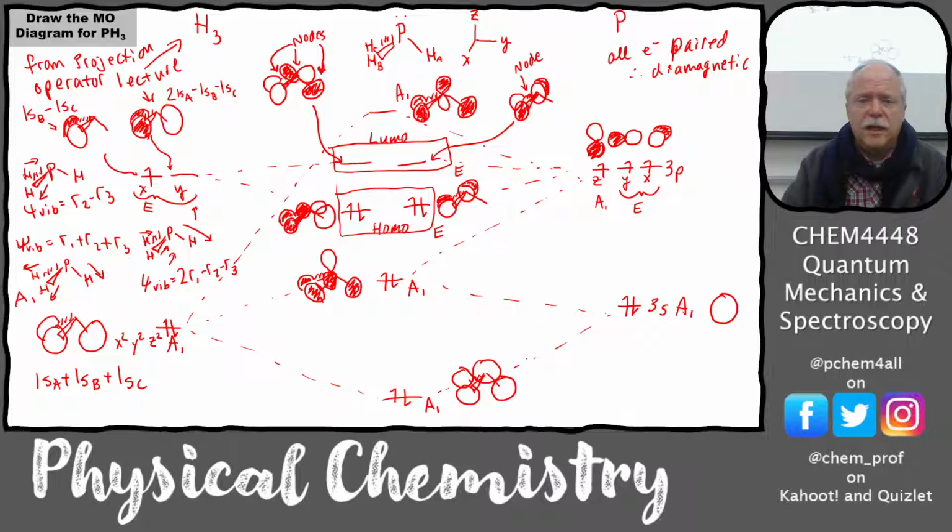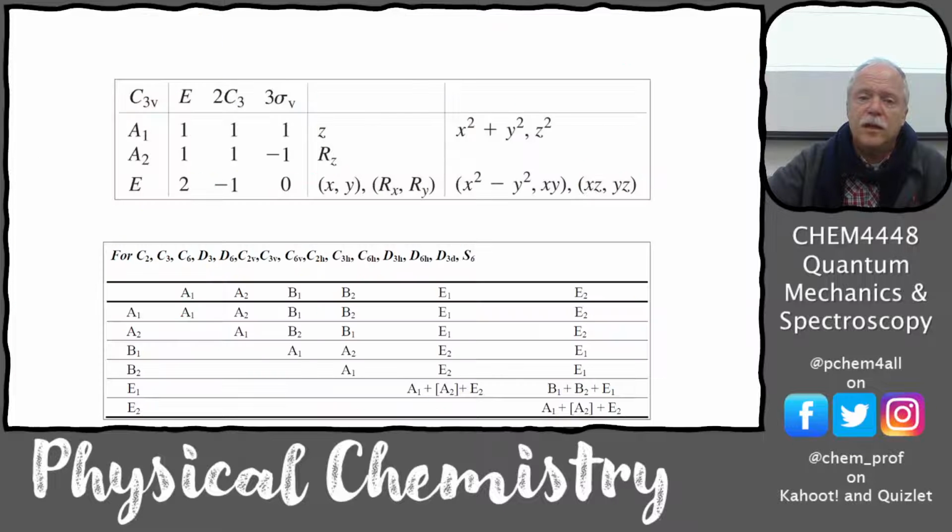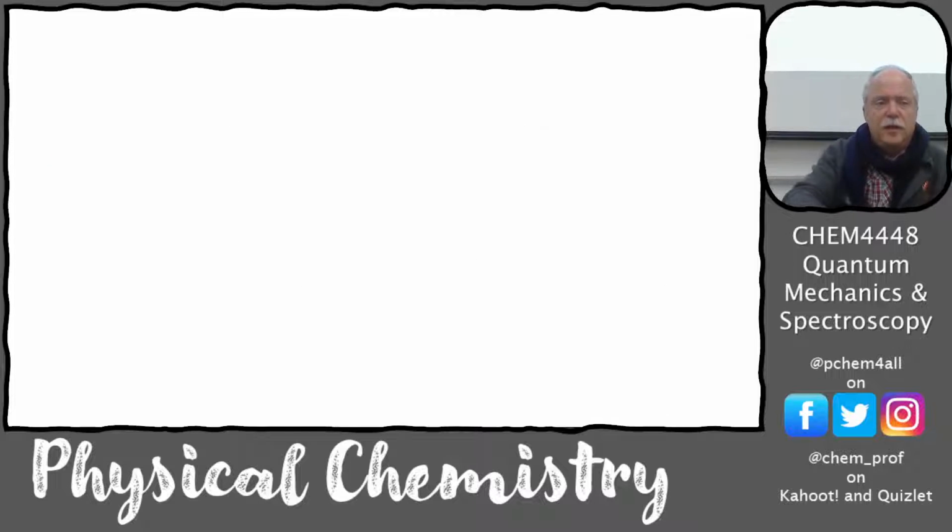Let's do the symmetry setup for the HOMO to LUMO transition. So we see that the HOMO and LUMO are both E. Let's go to our character table and do the symmetry of this one. So here's our character table. I'll just do it on a different page. Okay, so the symmetry setup for the HOMO to LUMO transition.